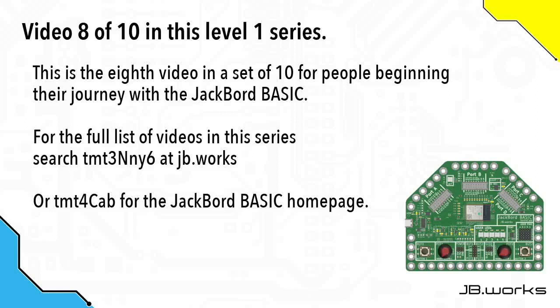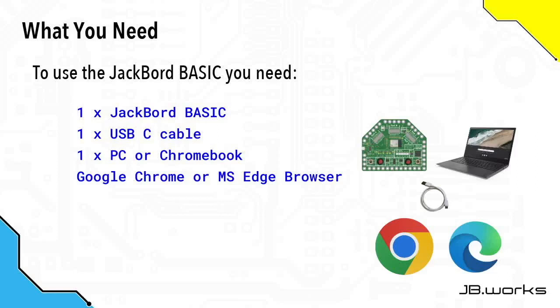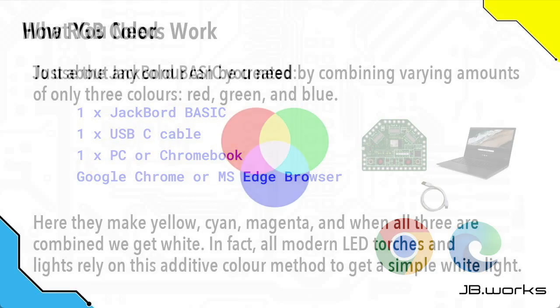JackBord BASIC. For a full list of videos in this series, search the TMT code shown in the middle of the screen at jb.works. For this video, you're going to need the JackBord BASIC, a USB-C cable, a PC or a Chromebook, and either the Google Chrome web browser or the Microsoft Edge web browser.